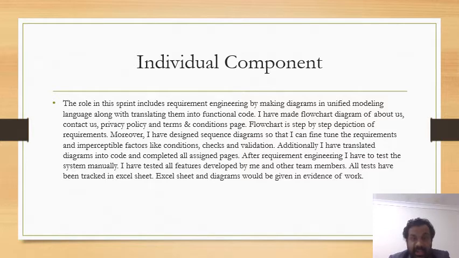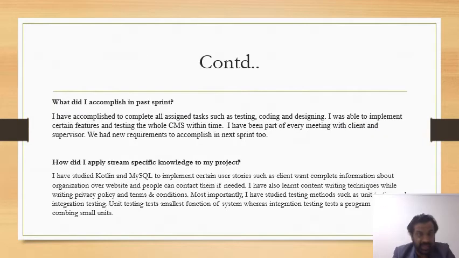After requirement engineering, I had to do the testing and I have done this manually. I have tested all the features developed by me and other team members. All tests have been tracked in an Excel sheet. The Excel sheet and diagrams would be provided as proof of evidence of the work. I have accomplished all assigned tasks such as testing, coding, and designing. I was able to implement certain features and test the whole content management system within time.